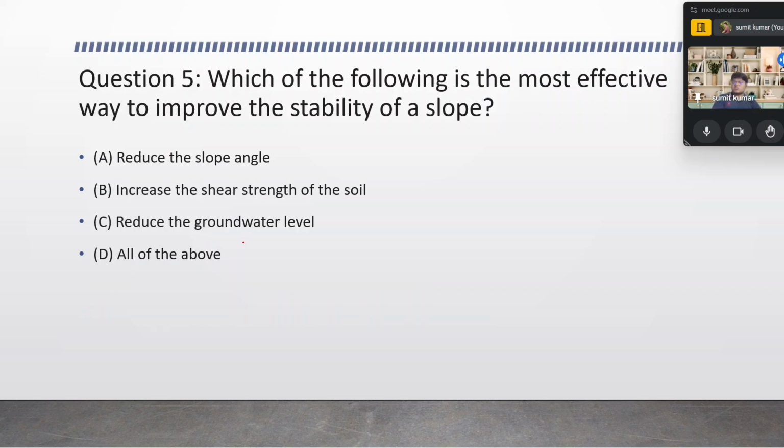Now, the next question states: which of the following is the most effective way to improve the stability of the slope? Option A says reduce the slope angle.